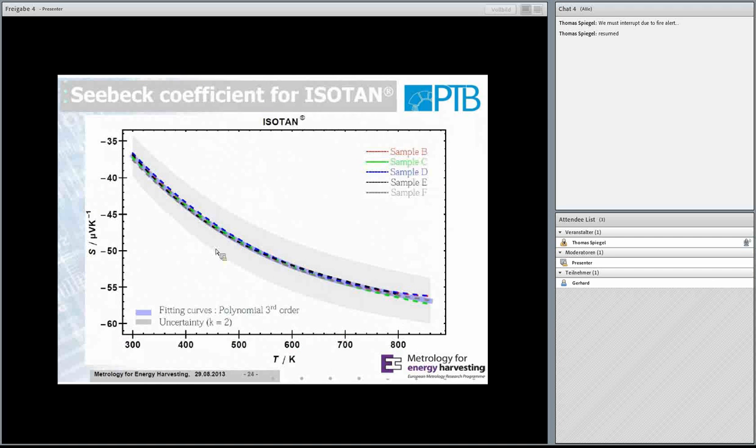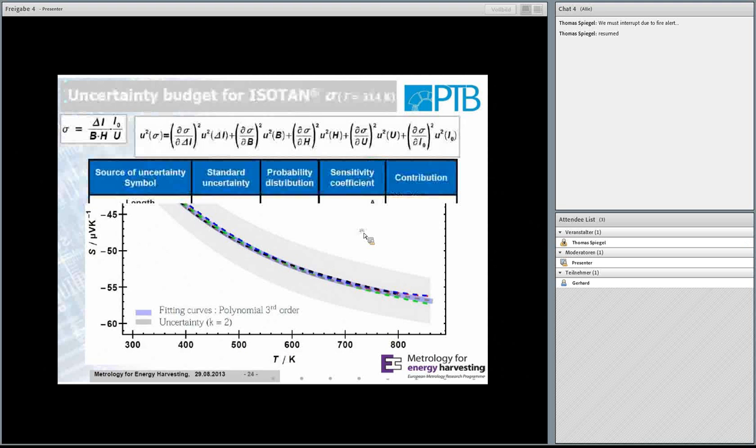So here's a nice picture. Chosen were 5 samples of Isotan. They were all fitted with a third order polynomial, and of course, all data together were also fitted by a third order polynomial, which is the blue line here. And the K2 uncertainty is the light gray area, which you can see here. And this is a really nice result. You can also have a look at the poster outside. It's really, really nice.